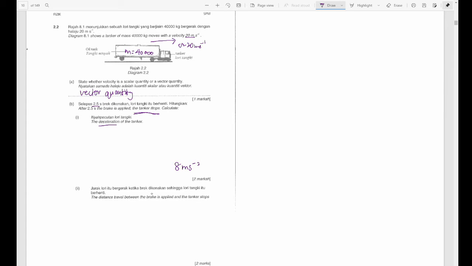Okay, next question number 2. The distance traveled between when the brake is applied and the tanker stops. So we have the first condition, and then after 2.5 seconds, the tanker stops. So here we have initial velocity equal to 20 meter per second, and then final velocity is equal to 0 meter per second. The time taken to stop is 2.5 seconds, and the deceleration is minus 8 meter per second square.